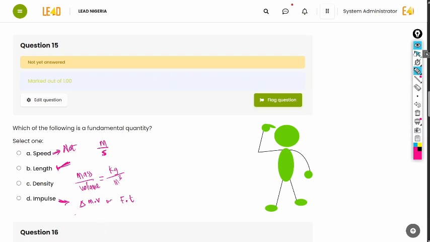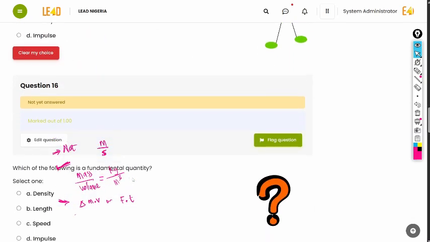So the correct answer is B, length. So quantity rather. It's B, length. You must learn your fundamental quantities, get used to them, so that when you see questions asking whether it is derived or fundamental, you would know. Okay, that's for question 15.